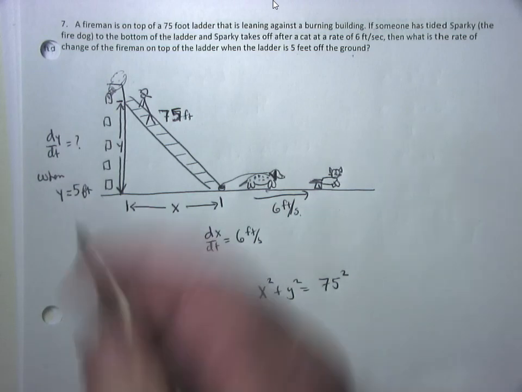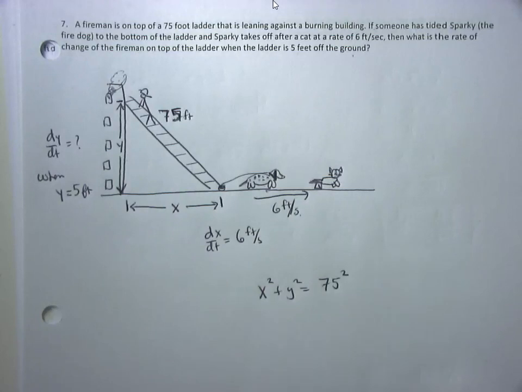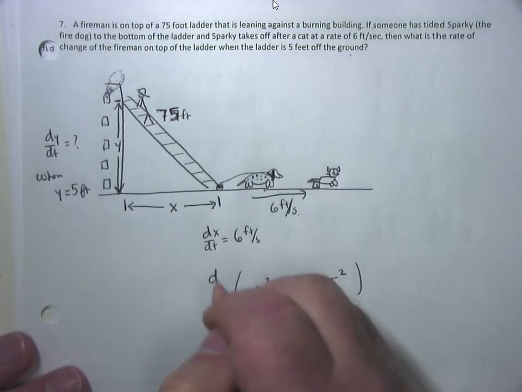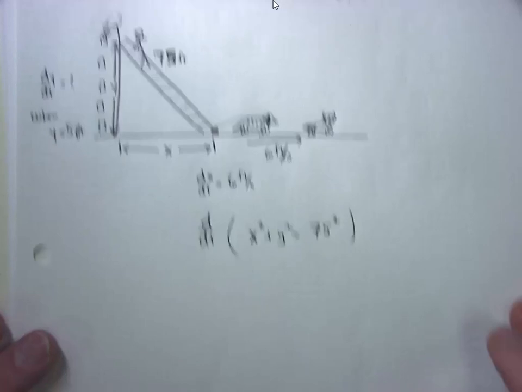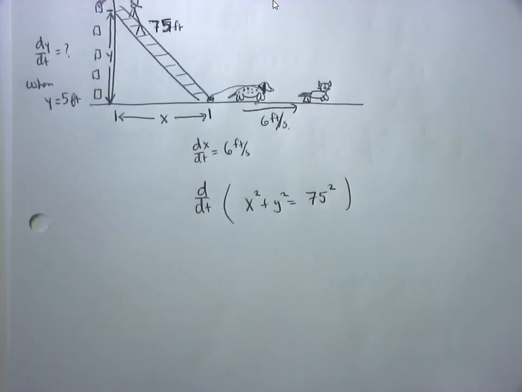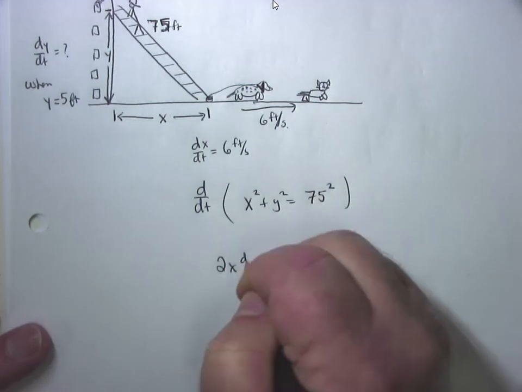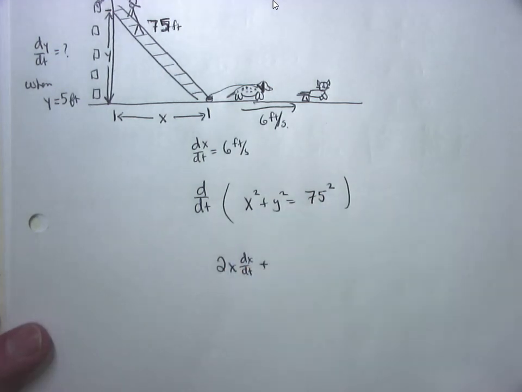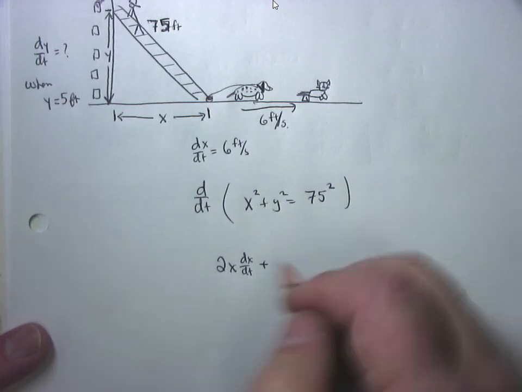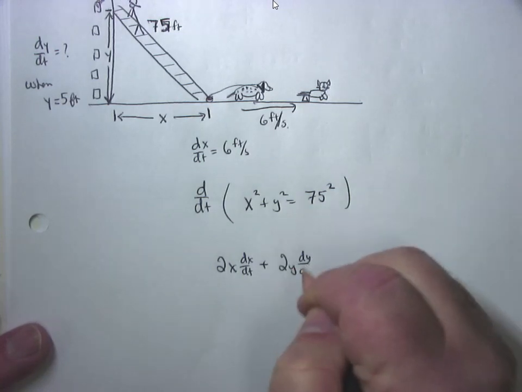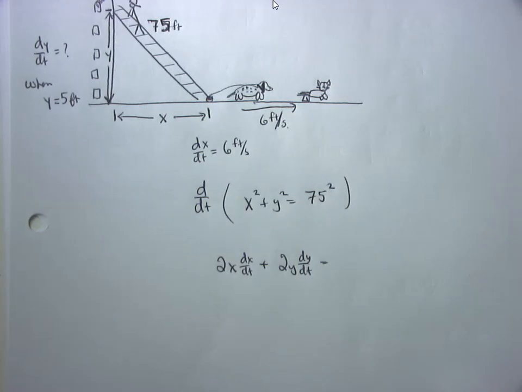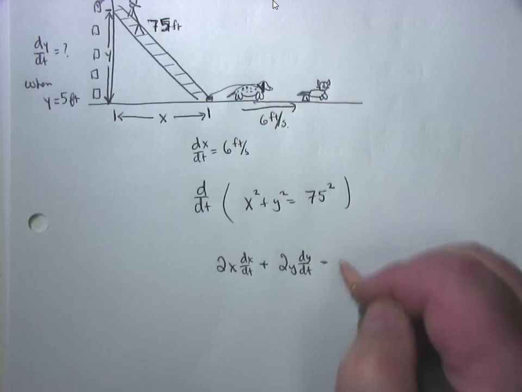Now, what am I going to do to this equation? We're interested in dy dt, which means I got to take this equation and do what with it? Take the derivative with respect to time. So here we go. What is the derivative of x squared with respect to time? 2x dx over dt. Plus, what's the derivative of y squared with respect to time? 2y dy over dt equals, what's the derivative of 75 squared? It's a trick question. It's 0. Don't tell me it's 150. It's not 2 times 75. Don't work like that. It's a constant. Derivative of a constant is 0.